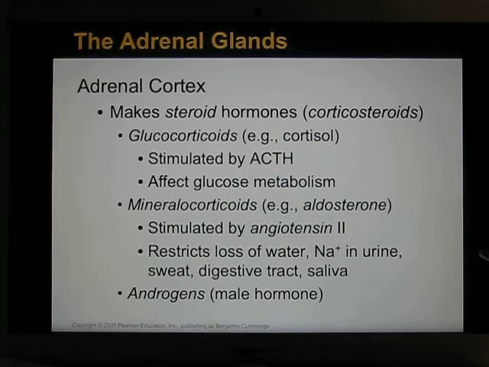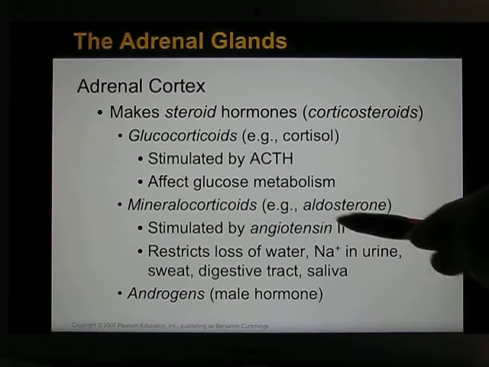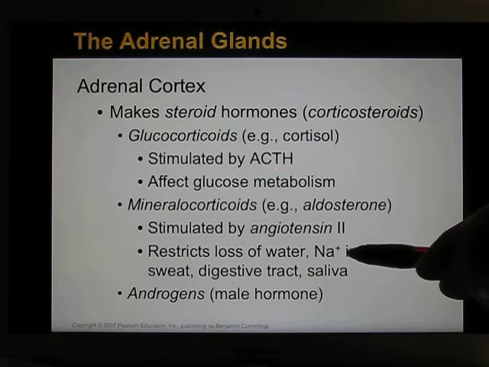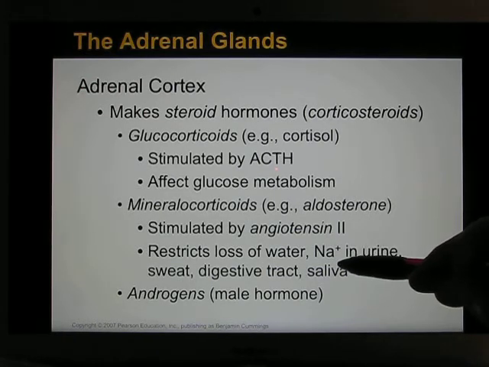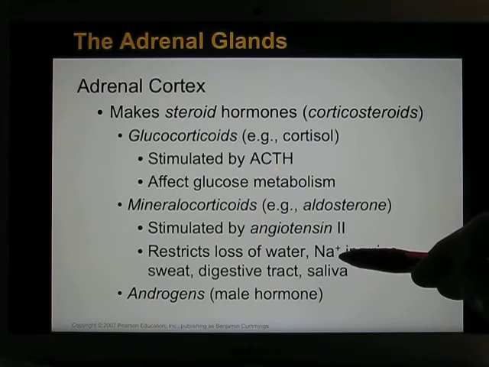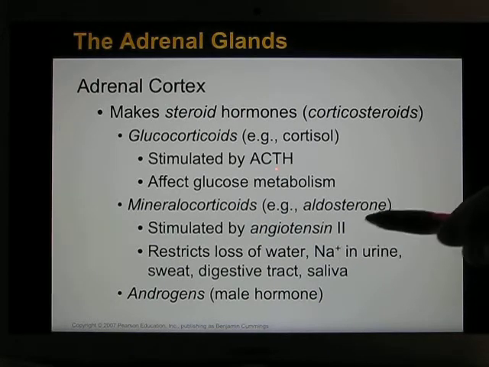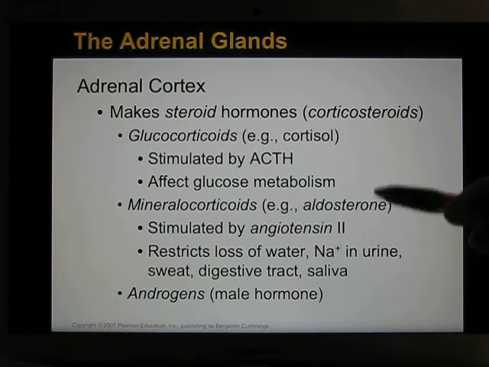The second one is aldosterone. We'll talk about this hormone in the renal system, in the kidney. It will trigger angiotensin II release, and its function is sodium reabsorption. When you take sodium back, it will take water back. So its function is to regulate sodium and water. The third one is androgen. That's the male sex hormone.